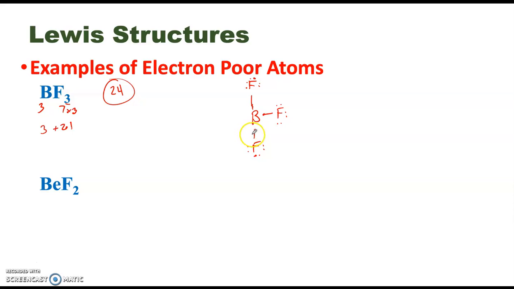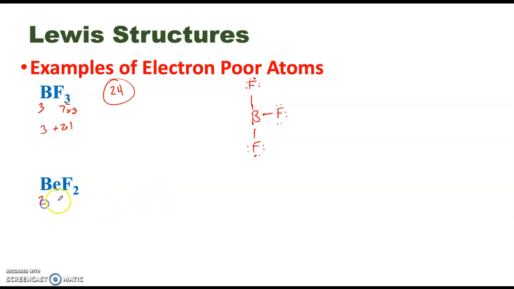Now notice the boron here. After this is all done, boron only thinks that it has 2, 4, 6 electrons around it. Normally that would be a big no-no, but in the case of boron, beryllium, hydrogen, aluminum, it is okay. So you're okay with that. So make sure you remember those atoms that are exceptions.